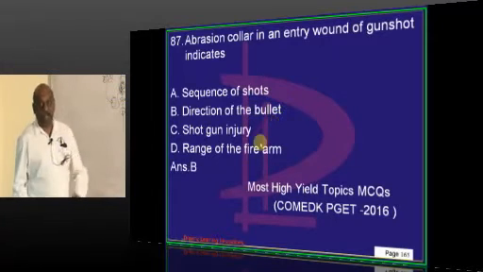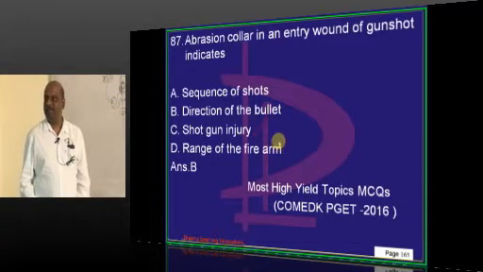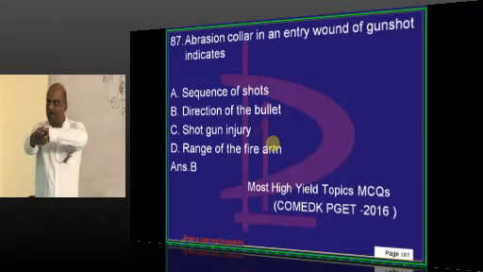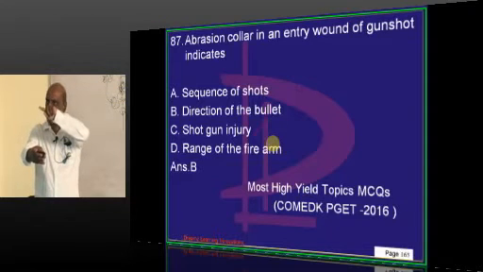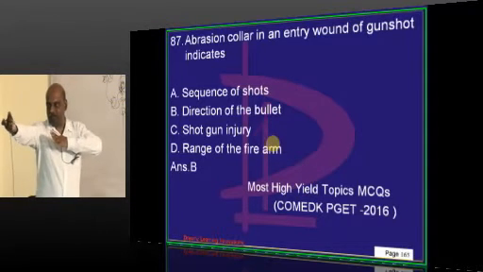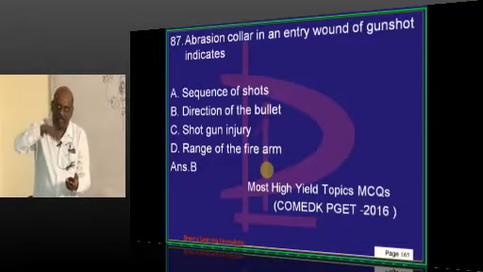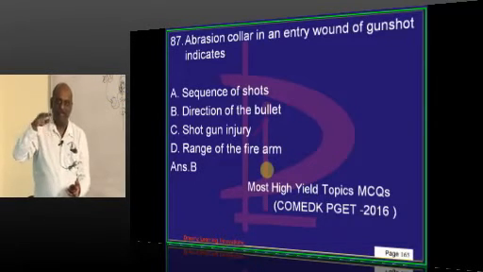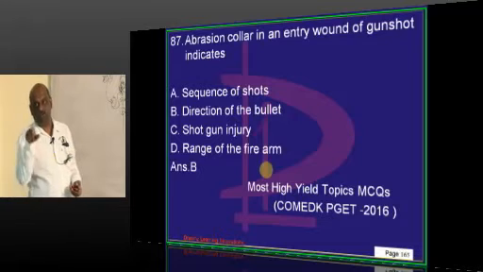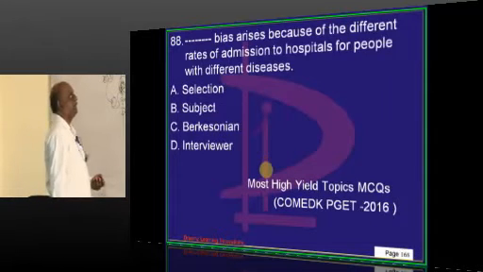Abrasion collar is for direction of the bullet. If the bullet hits straight on, the abrasion collar is simply symmetrical, but with some slant, if the bullet came and hit, then the abrasion collar will have a little comet-like tail. So that's how, looking at the abrasion collar, you must know the direction of the bullet.